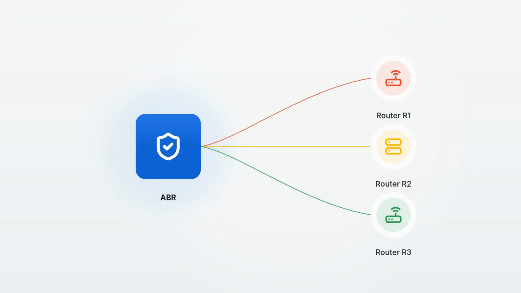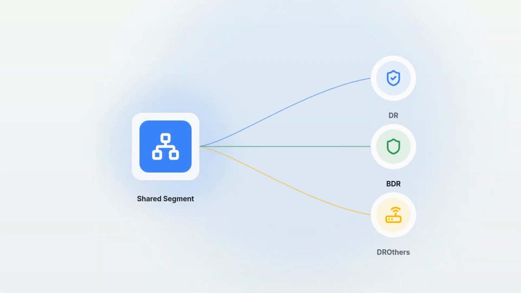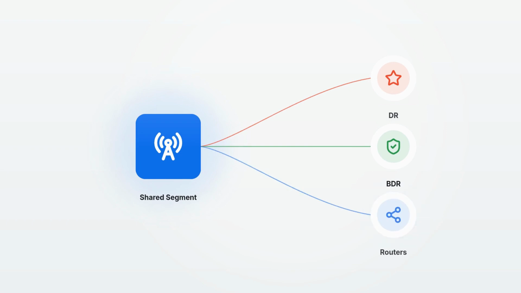Now let's move on to the next OSPF topic on how DR-BDR election occurs in a shared segment. On a shared network, one router is the DR, one is the BDR, and every other router is a DROther. On multi-access networks, DR and BDR exist for one reason. They cut down adjacency and LSA flooding overhead.